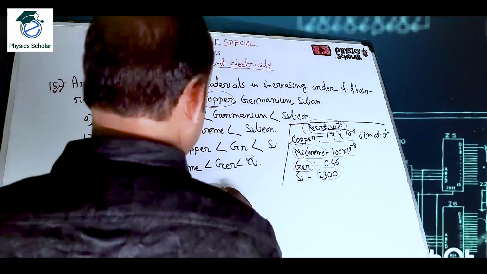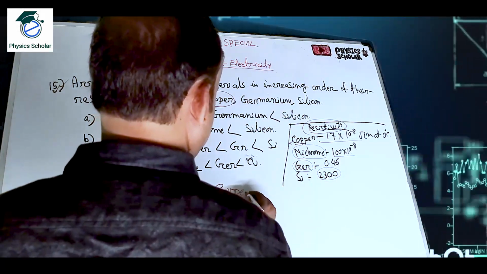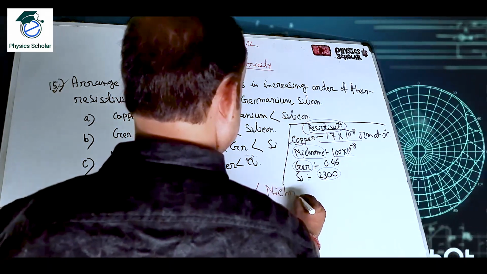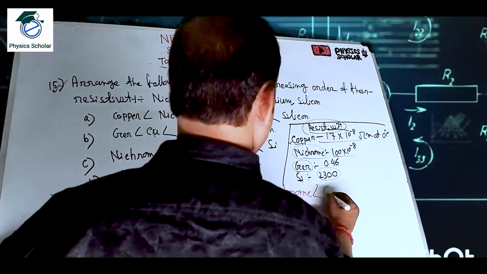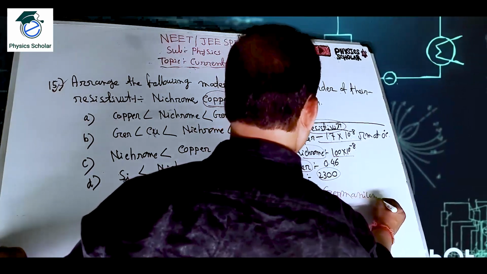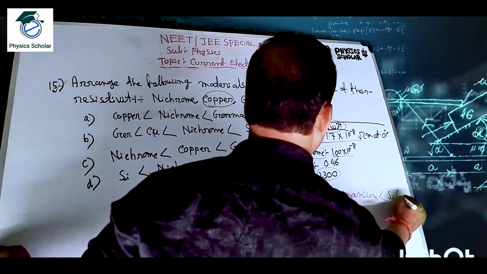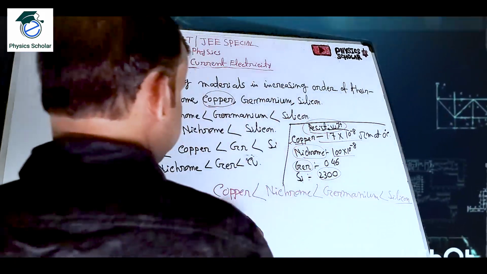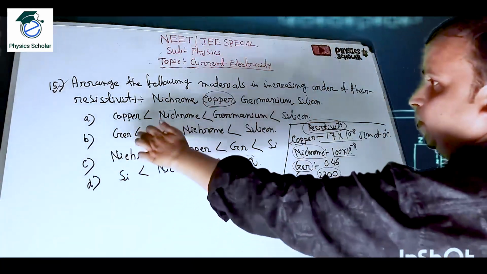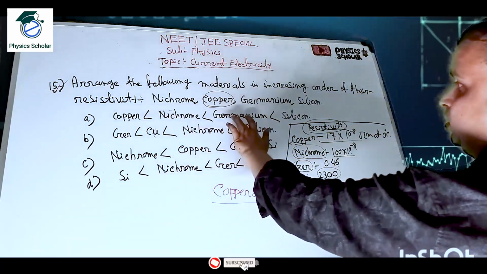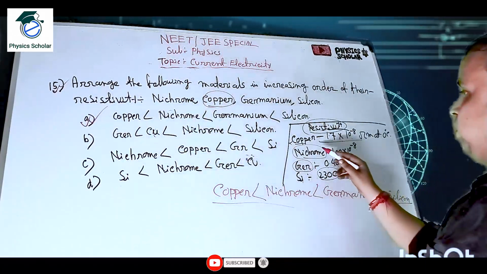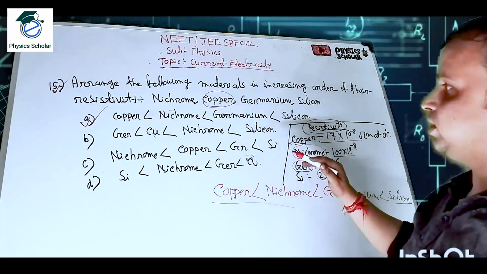So how can we write it? Copper, then less than what? Nichrome. Then less than what? Germanium. Then less than what? Silicon. Okay, silicon. Clear? So which option is correct? Copper, yeah, copper is first here. Copper, nichrome, germanium, silicon. So option A is correct. Clear? So the resistivity of copper is lowest.